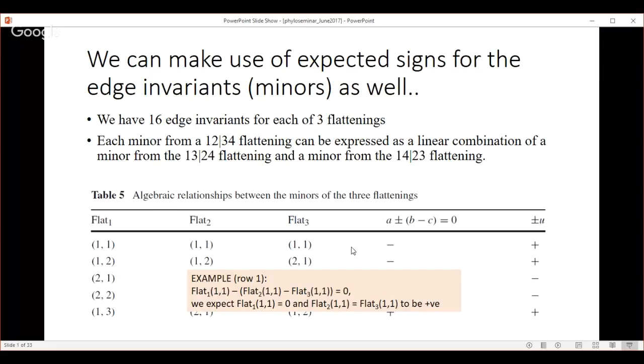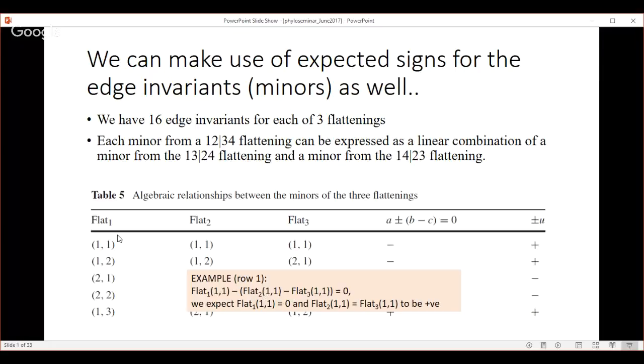If you look at this first row, this is saying, I'm thinking about my flattenings on the 1, 2 away from 3, 4 tree, and 1, 1 meaning I've deleted the first row and the first column, giving the minor. And I can come up with an algebraic relationship between the triples of flattenings, one from each of the different flattenings. So the 1, 1 minor from the first flattening, minus the 1, 1 minor from the second flattening, minus the 1, 1 minor from the third flattening, should all be zero. And this table is saying what should this sign be, plus or minus? In this case, it should be minus.